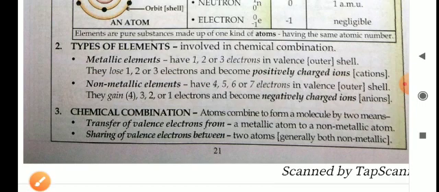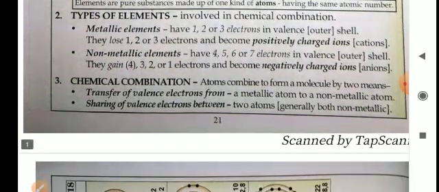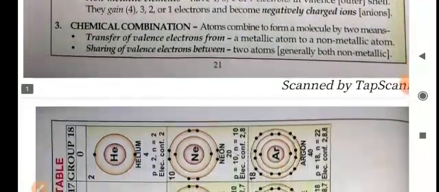So metals are those species which carry 1, 2, or 3 electrons in their valence shell, and they can lose these electrons and convert into positively charged ions. In the case of non-metals, they can gain electrons and convert into anions.